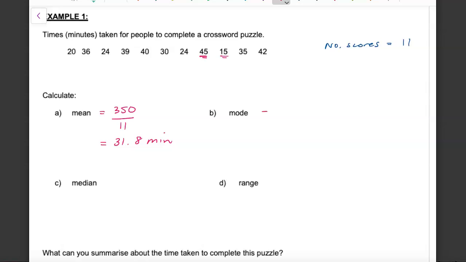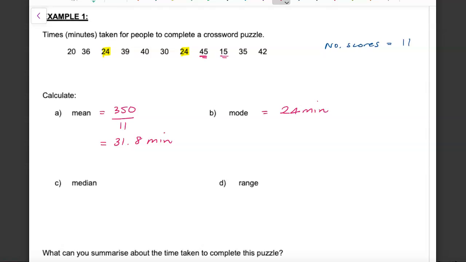Now the mode is the score that occurs the most, and if we have a look through, I can see that the score of 24 minutes occurs twice and no others are repeated. So my mode is 24 minutes. We notice this is quite different to our average because our average is actually a calculation, whereas our mode is just an observation of a score that occurs more than once. So in this case, I'd probably lean more to the mean or the average as a way of finding the centre.